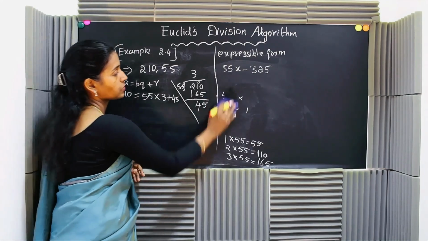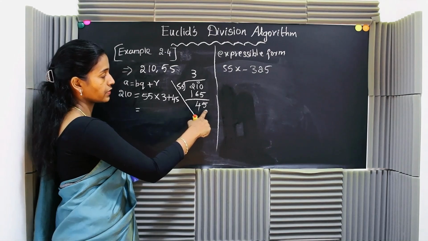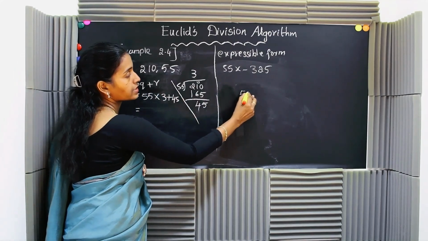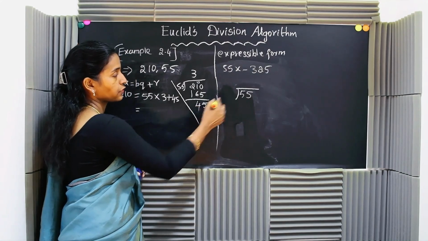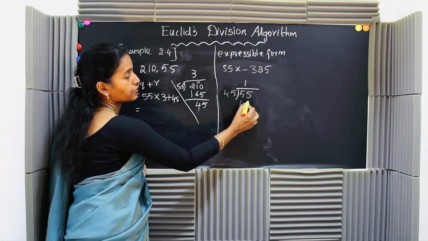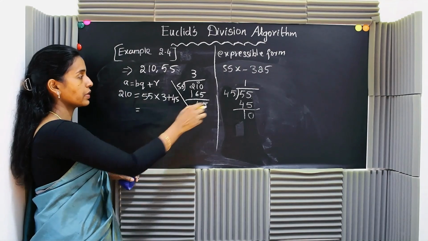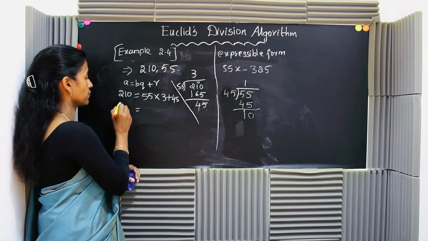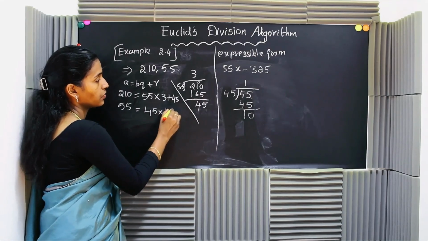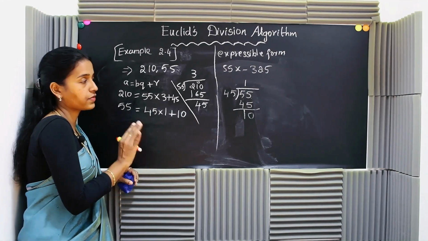So we have to continue the process. In the next step, we have 45 as remainder and 55 as dividend. So this 55 will come inside in the next step and 45 will come outside. One 45 is 45. 55 minus 45 is 10. Applying the values in the formula, dividend is 55, divisor is 45, quotient is 1, and remainder is 10. Here also the remainder is not equal to 0, so we continue the process again.